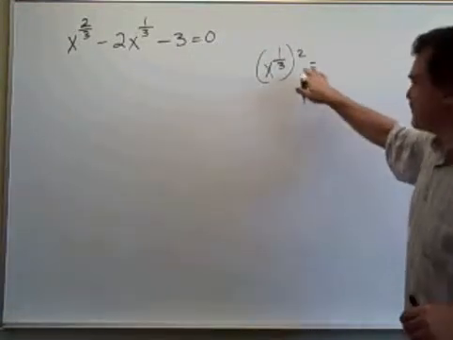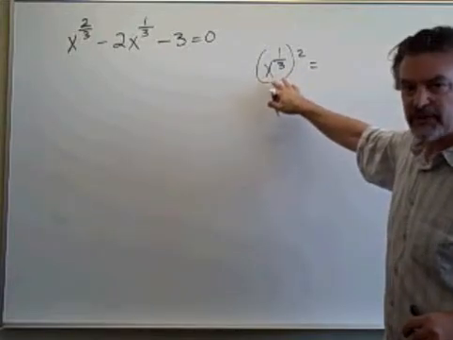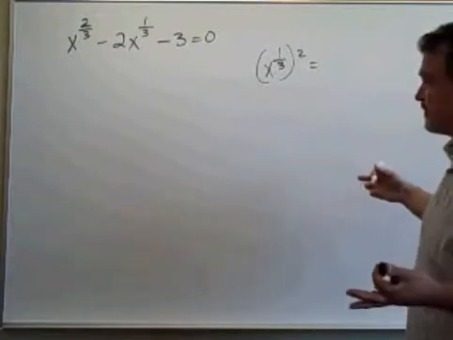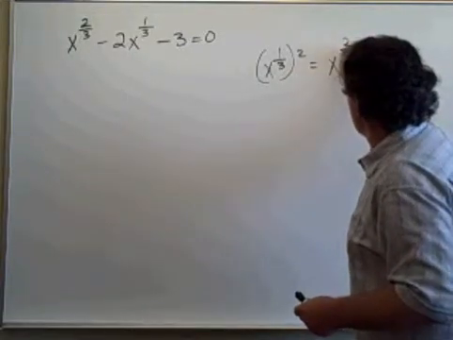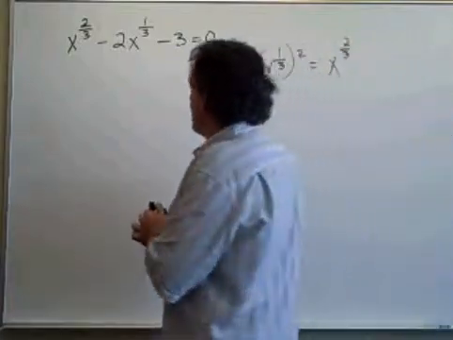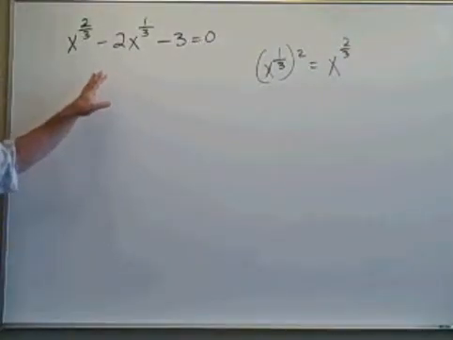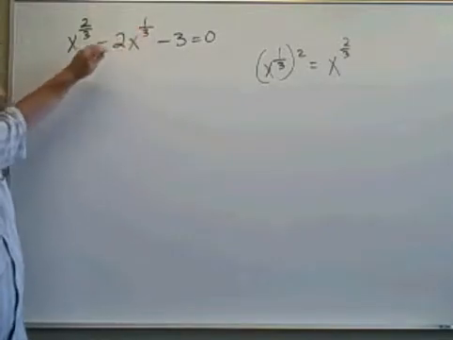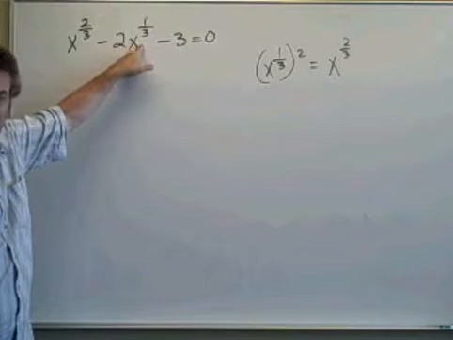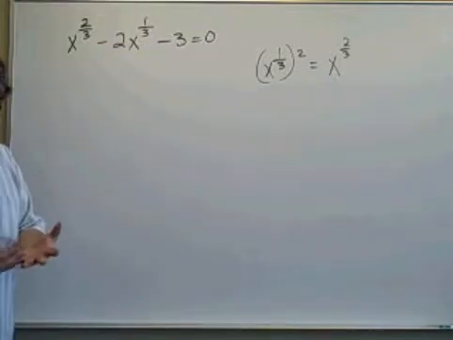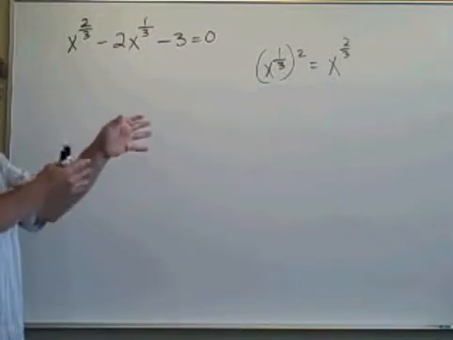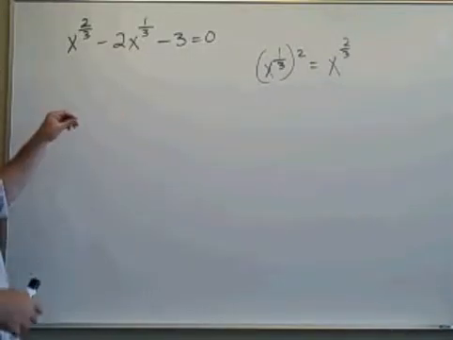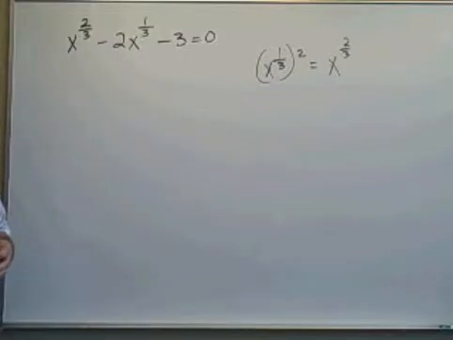what would we get if we squared x to the 1/3? Again, when you raise a power to a power, you multiply the exponents. 1/3 times 2 is 2/3. What we have here is an equation that is quadratic in form. We have this term with a variable and another term that is the square of that variable. And isn't that the way quadratic equations typically look? One of them has x and the other term has x to the square, x to the second power. So this is an equation that is quadratic in form.